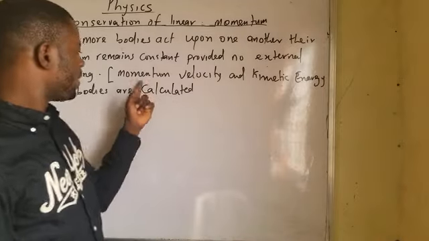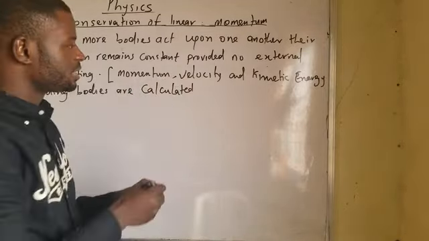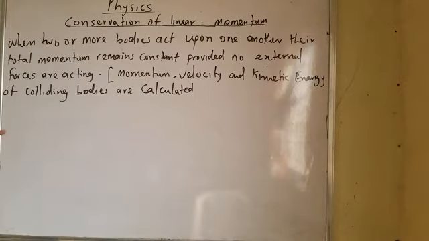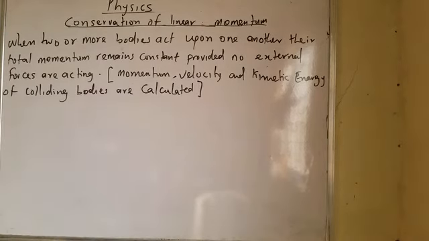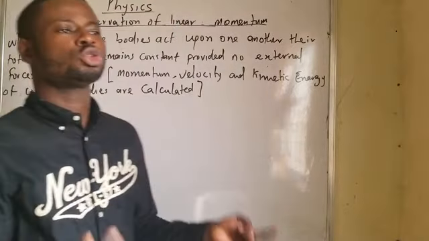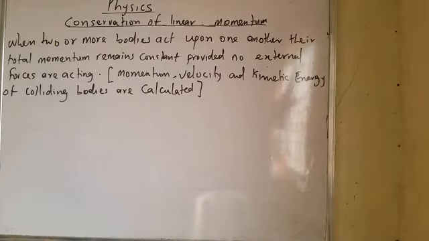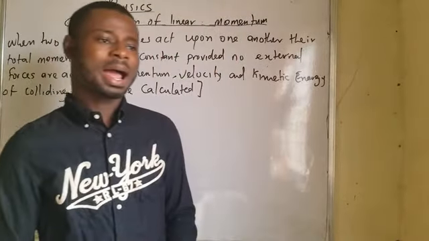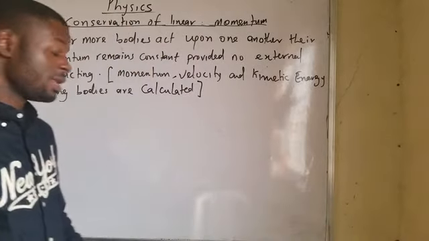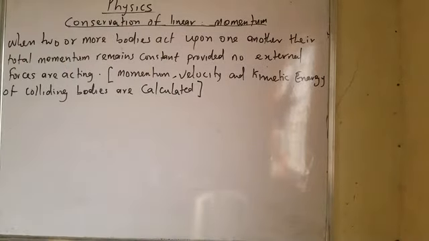Momentum, velocity, and kinetic energy of colliding bodies are calculated in that form. Please take note of that. If you are talking about linear momentum, number one, we are talking about two bodies. Very, very important. In my previous video, I explained impulse, momentum, and force applied. Please take note of those things. They are very important to this video, because I have a lot of things to cover and won't have time to repeat them.